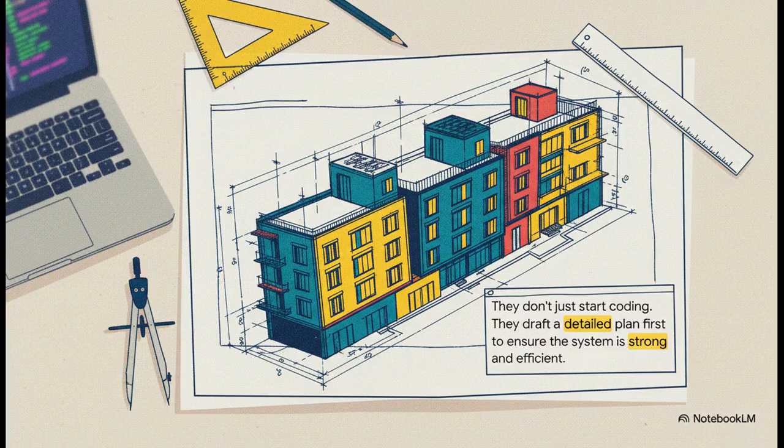And here's the secret. They don't just jump in and start coding. No way. That's what separates a professional data structure from a digital shack. Before anyone writes a single line of code, a detailed plan gets drafted. This blueprint makes sure the final system is strong, it's efficient, and, this is the most important part, it actually solves the problem it's supposed to. It's all about deliberate design.